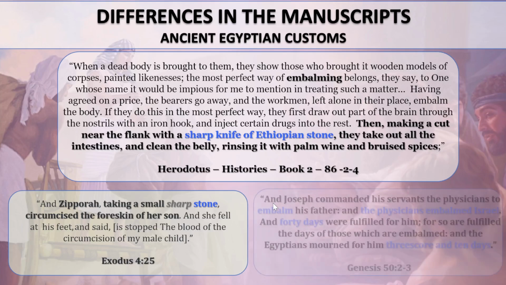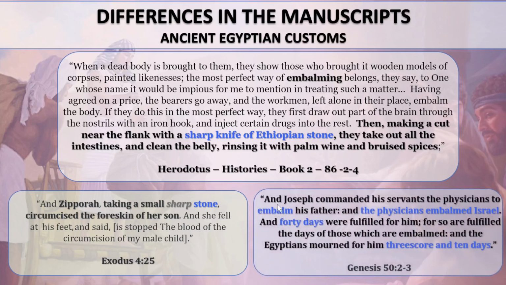All right. Another custom is Israel. Jacob was embalmed, and when the physicians embalmed Israel, right, 40 days, and then the mourning period, it comes to a total of 70 days. This is perfect ancient Egyptian history. All right.